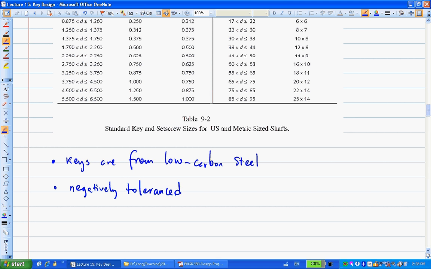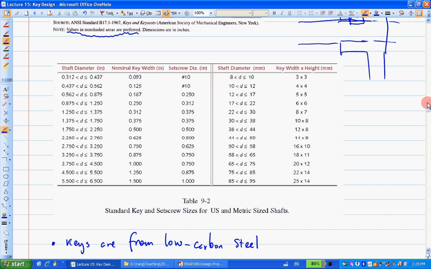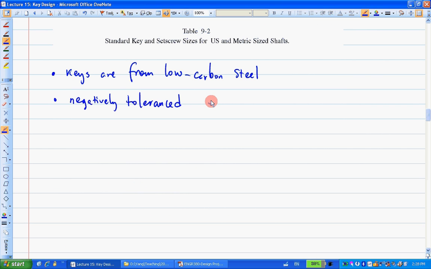Okay, so what is the negative tolerance? Basically, if your key size, let's say if you look at your width here, is maybe 0.152, it's always minus 0.002 in the tolerance like this. What this basically means is your key is slightly smaller than the key seat, so you can very easily put the key in the key seat. There's no tight fit.